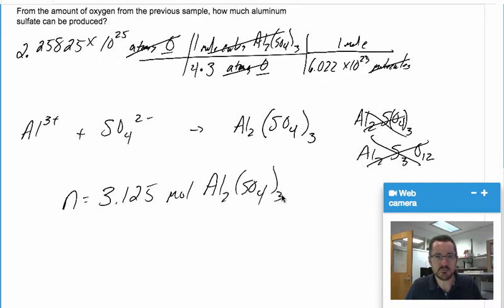Al2(SO4)3. The answer should be to 3 significant figures. So the rule of thumb is if you have to round from a 5 and there's nothing else behind the 5, you round to the closest even number. So this will be 3.12 moles of aluminum sulfate.